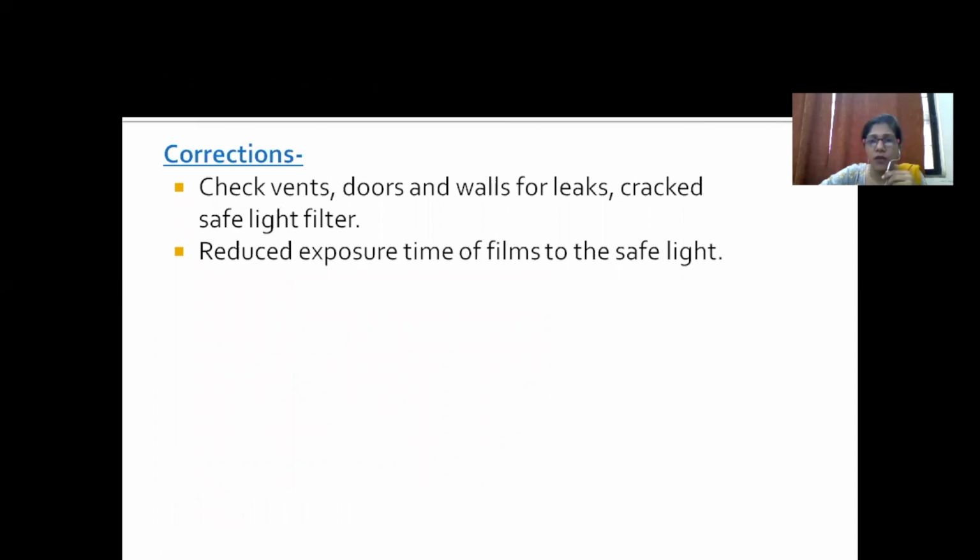Correction: check vents, doors, walls for leakage, and cracked safe light. That is your light in the darkroom. It should be safe. There should not be any leakage of light. Then reduce the exposure time of the film to the safe light, so that there should not be any film fogging.